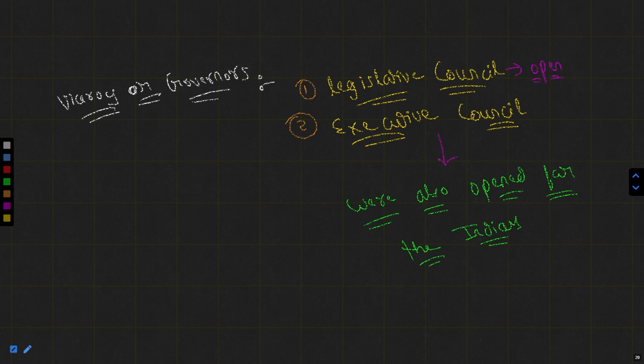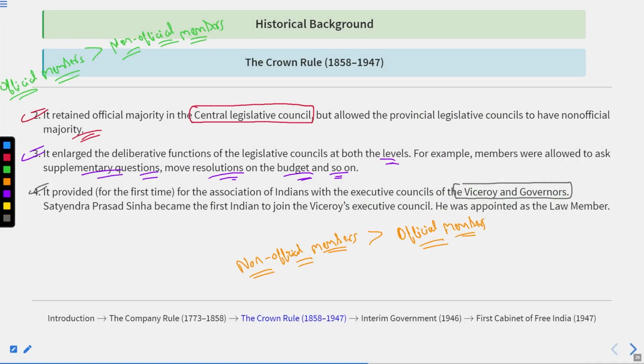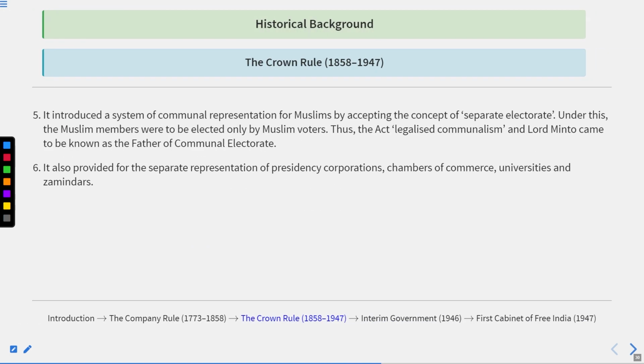open for the Indians. Okay, so Satyendra Prasad Sinha became the first Indian to join the Viceroy Executive Council. He was appointed as a law member. Okay, so remember the name. It is very important from the examination point of view. Got it? Introduce a system of communal representation for Muslims by accepting the concept of separate electorate.